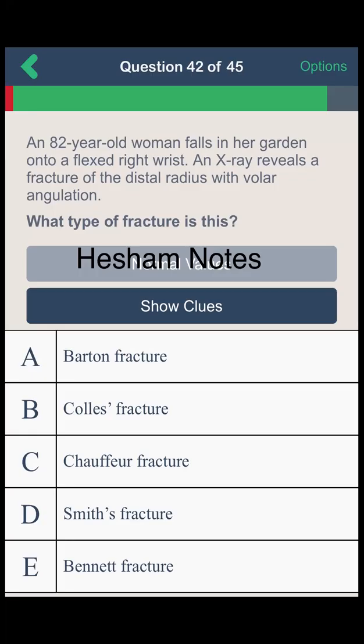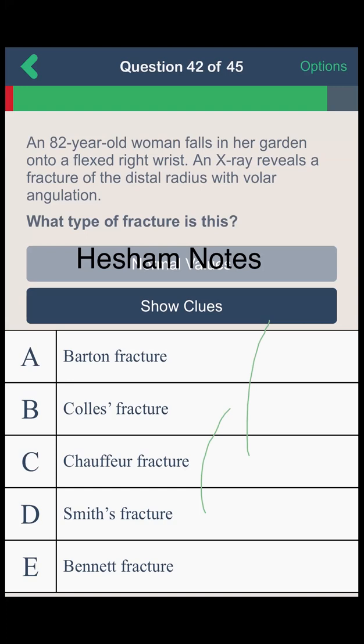What type of fracture is this? An 82-year-old woman falls in her garden onto a flexed right wrist. An X-ray reveals a fracture of distal radius with volar angulation. If volar angulation, this is not Colles, it is the reverse Colles. Smith fracture, right? Smith is the reverse Colles. It's also extra-capsular, extra-articular.